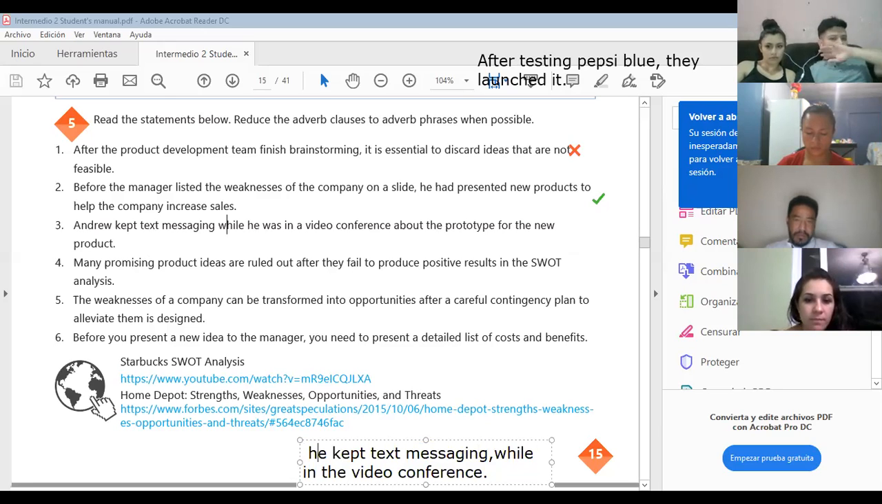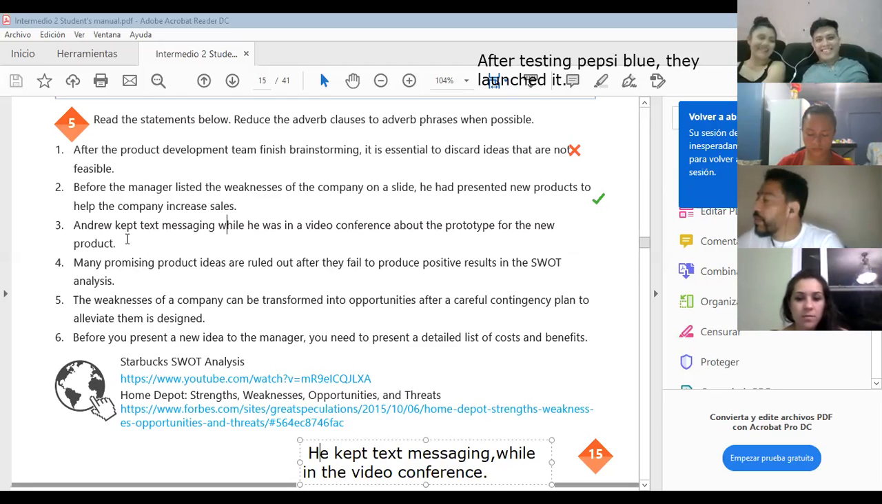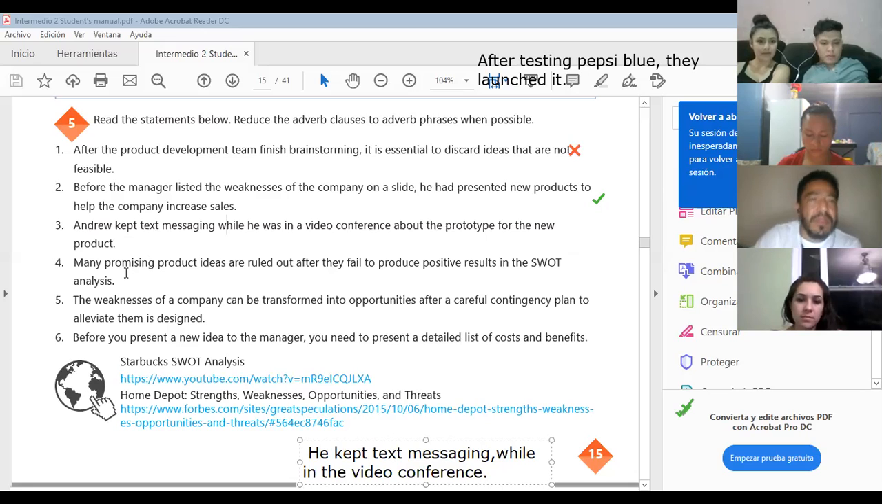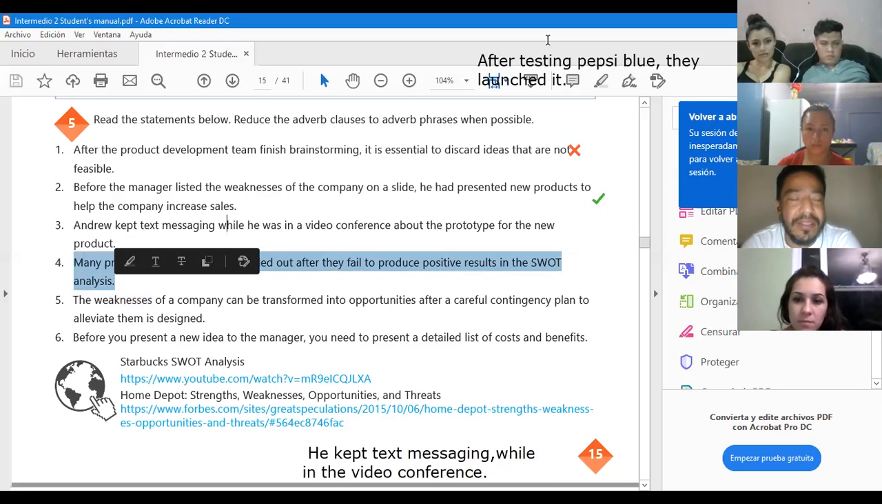Next one. We still have another one to go. So what about this one? Let's go through the next one. Please, Romulo, can you read number four? Many promising product ideas are ruled out after they fail to produce positive results in the SWOT analysis. Okay, all right, good.